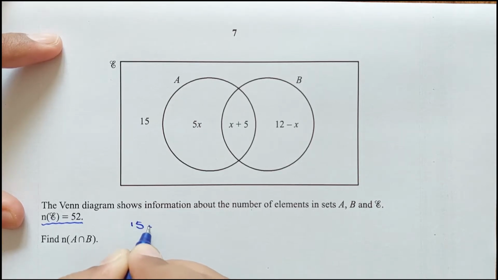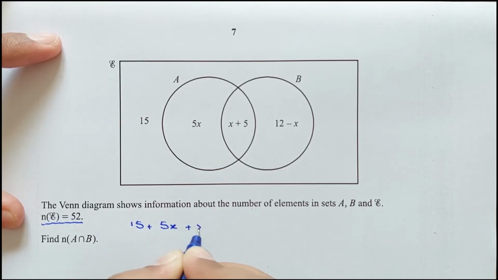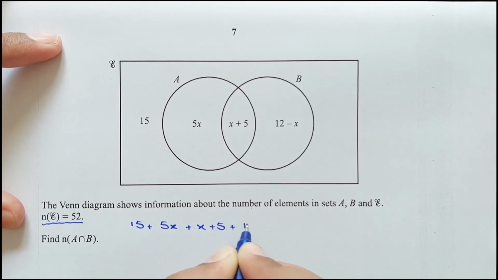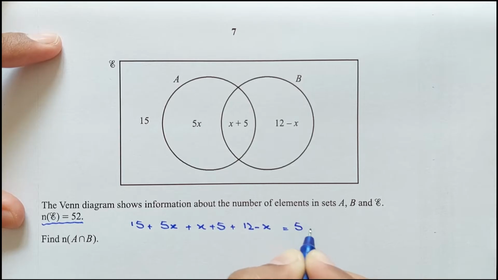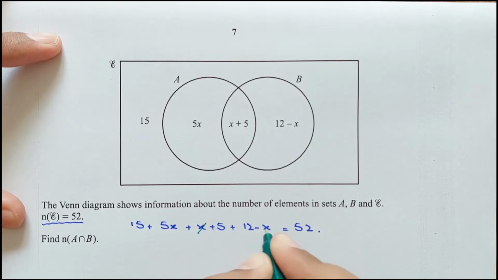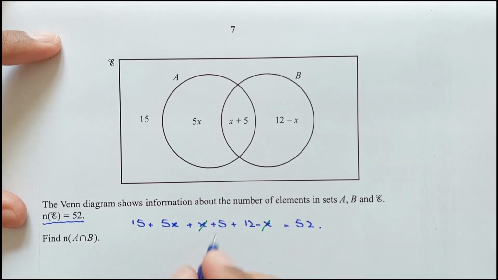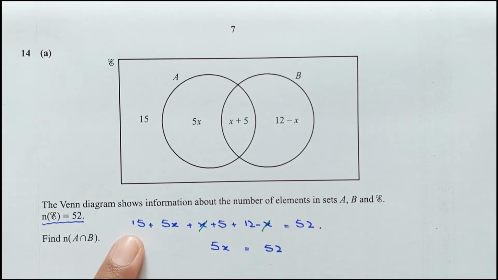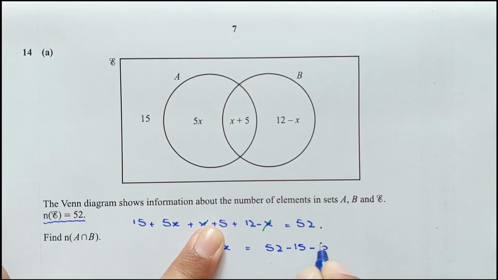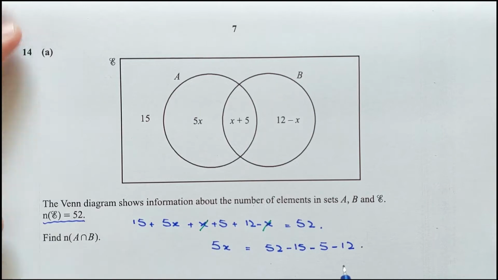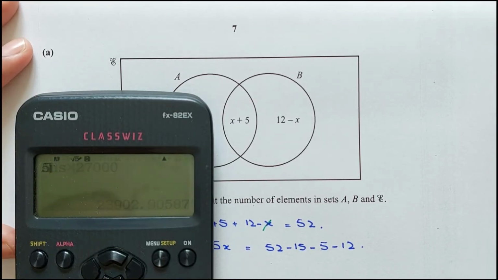The whole sum is equal to 52. So 15, add up to 5x, add up x plus 5, and add up with 12 minus x. This sum is equal to 52, right? Now let me solve for x here. So positive x and negative x cancel out. We are just left with 5x over here, right? So this is 5x is going to be 52. 15 is negative, shifting on the right side. 5 is also negative, shifting on the right side, and 12 is also negative. Now let me simplify for 5x. 52 minus 15 minus 5 minus 12. This is 20.